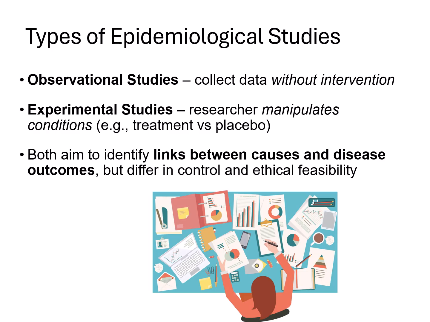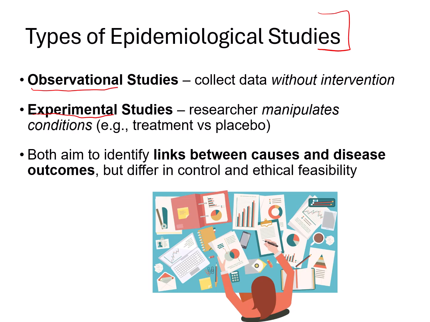All right, now that we've completed an overview of our early pioneers of epidemiology, let's look at the types of epidemiological studies. Epidemiological studies fall into two broad categories. We have observational studies, where we collect data without intervening, and we have experimental studies, where we manipulate conditions, such as comparing treatment versus a placebo.